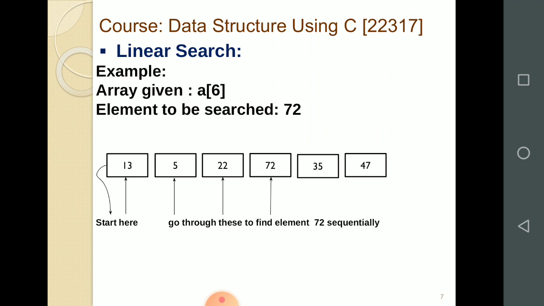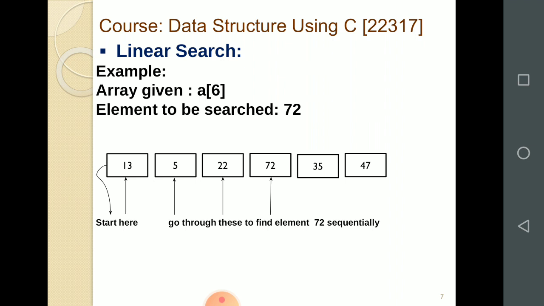Whenever we are searching for an element from the list or the array, we have to start with the first element of the array, which means starting with the 0th position. The element at the 0th position is 13. You have to start the search from here, and every time compare 72 with the element in the array. First we compare 13 with 72, then 72 with 5, again 72 with 22, and lastly 72 with 72.